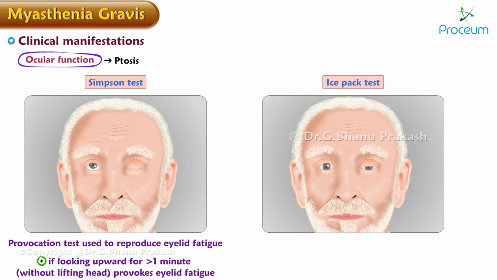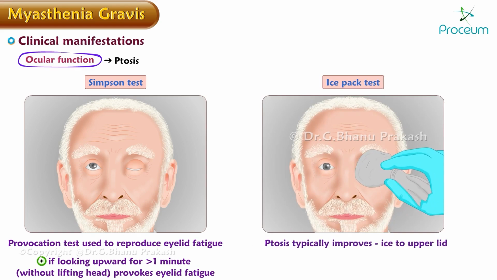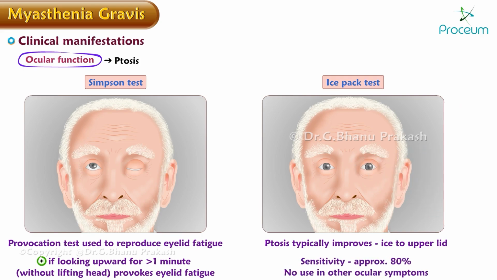Ice pack test. In patients with myasthenia, ptosis typically improves after the application of ice to the upper eyelid. The sensitivity of this test is approximately 80% in those with prominent ptosis. It's generally not helpful for those with other ocular symptoms, such as extraocular muscle weakness.